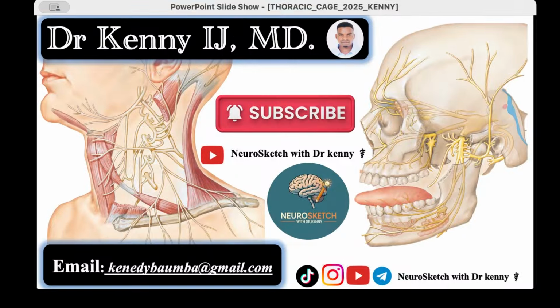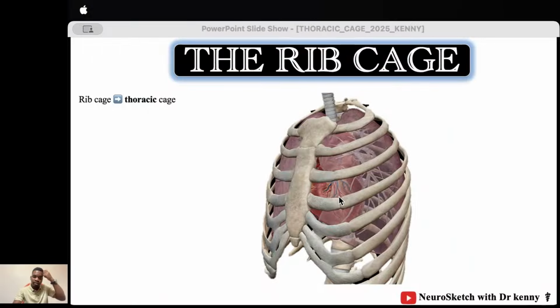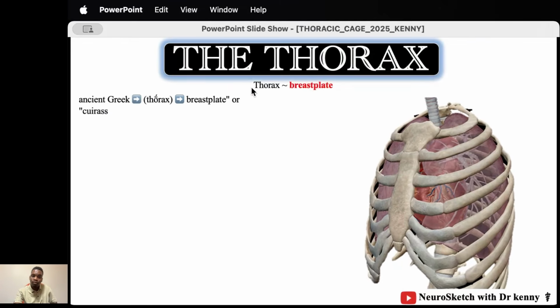The word thoracic cage is synonymous with the rib cage. These two words refer to the same thing, which is the bony framework that protects the chest. We've been talking a lot about thorax. Why is it called thorax to begin with? The word thorax comes from ancient Greek thorax, which means the breastplate.